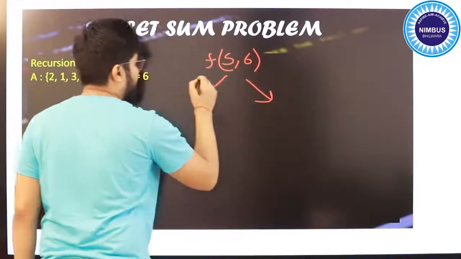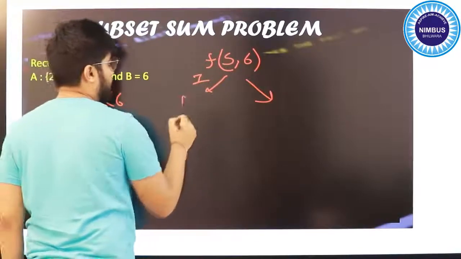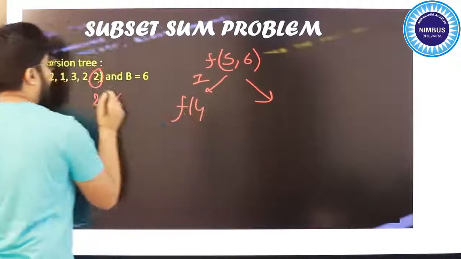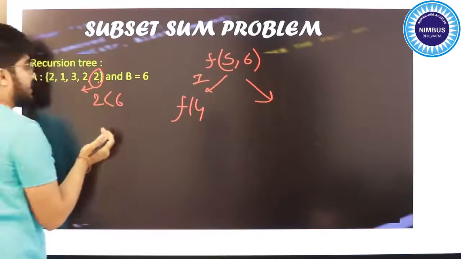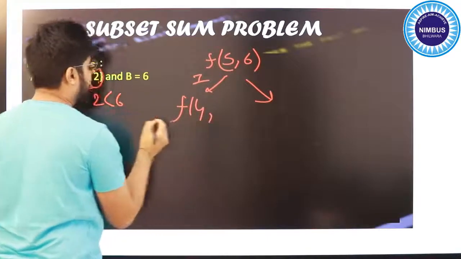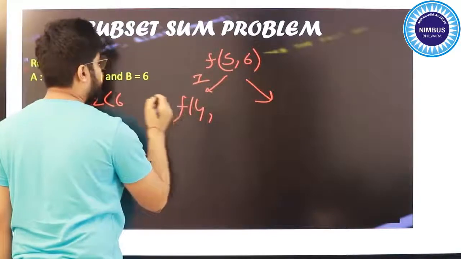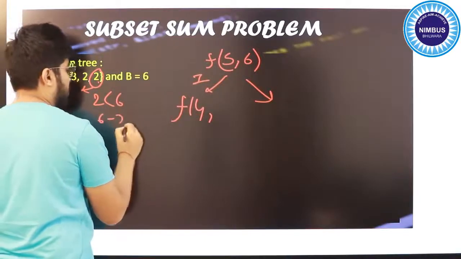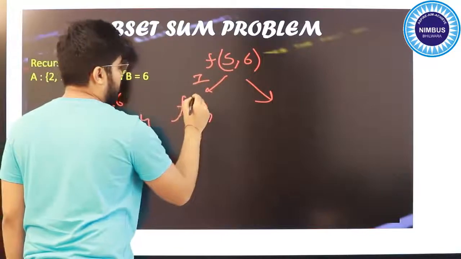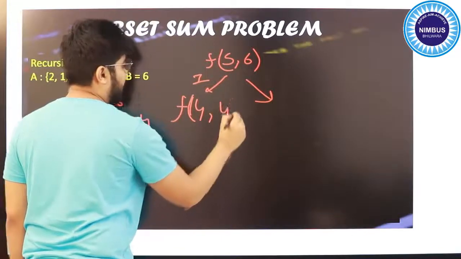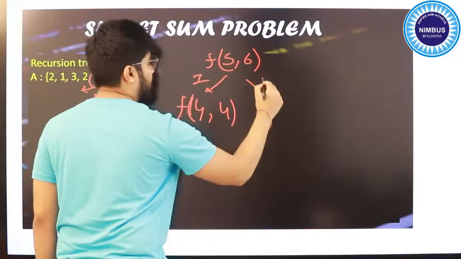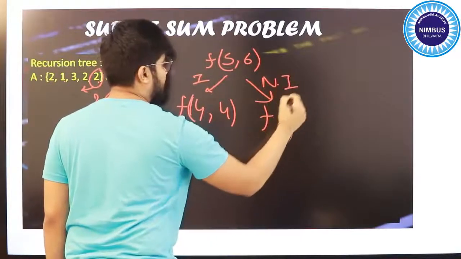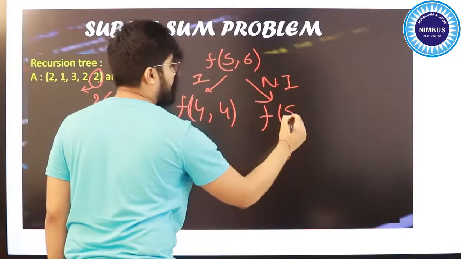So if we include this, then we'll come to f of 4, or I will move one step towards the left-hand side, and the sum that we need to find if we're including is 6 minus 2, which is 4. So we need to find f of 4, or if we do not include this particular item, then we need to find f of 5.